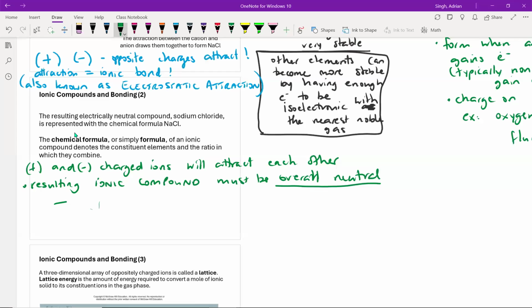So this means then that the ratio of the cations to the anions, cations are positive, anions are negative, is shown as subscripts in the resulting chemical formula.